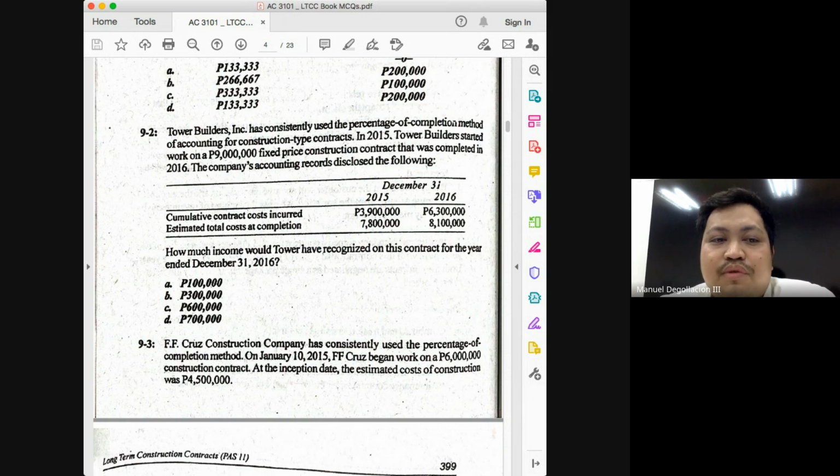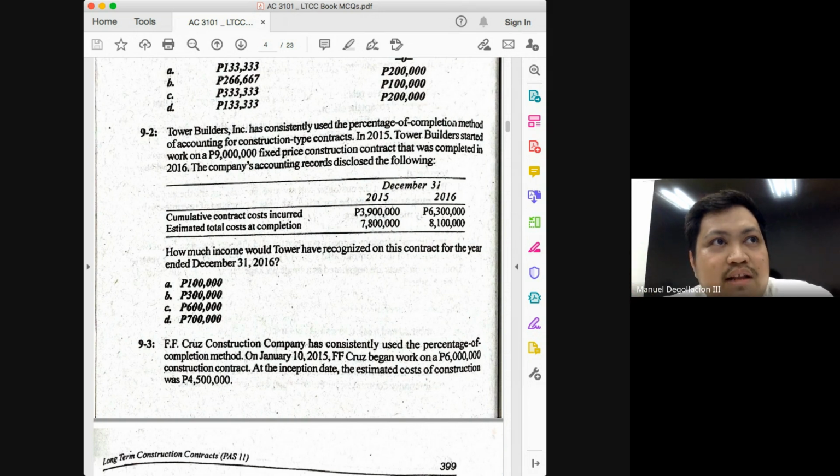Now, do we have the two things we need to solve for the realized gross profit? Yes. Okay. We have the percentage of completion at 50% and we have our expected gross profit of 1,200,000. How much is 50%? How much do you get if you multiply 50% and 1,200,000? 600,000. And that is already the answer in this problem, correct?